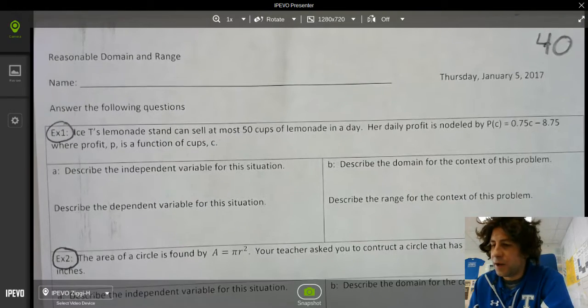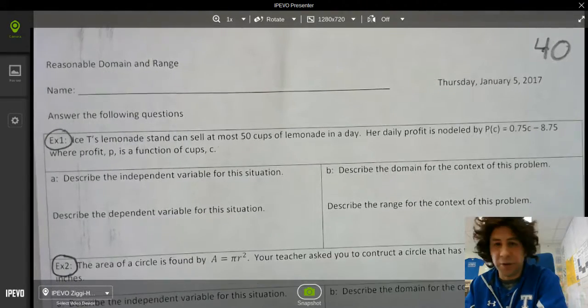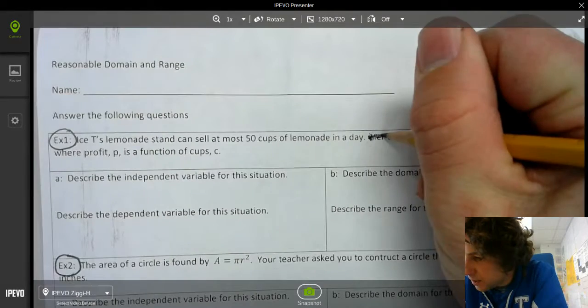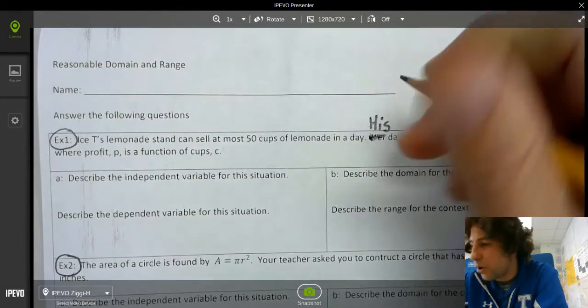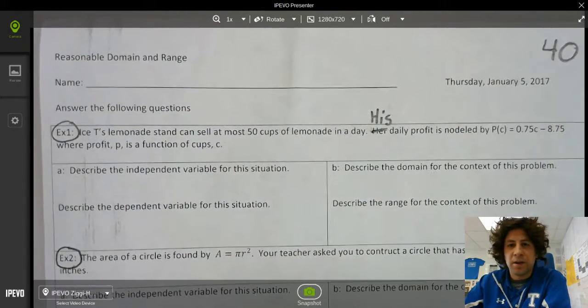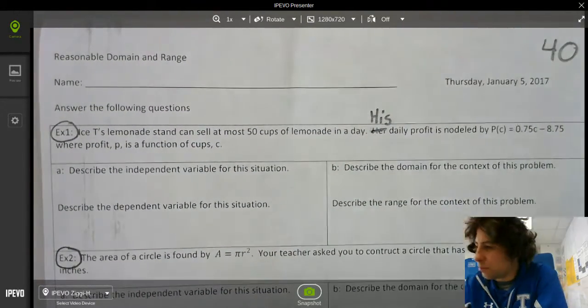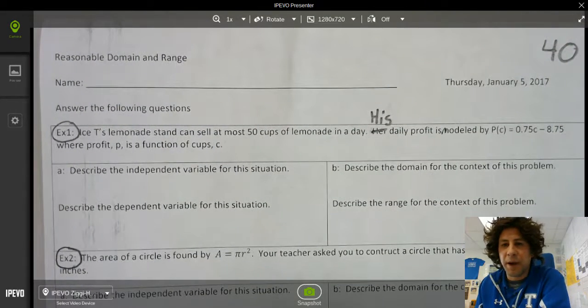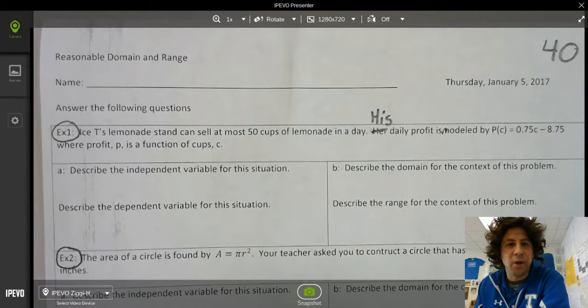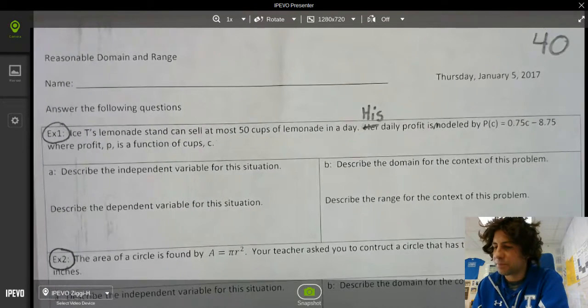All right, example 1. Iced Tea's lemonade stand can sell at most 50 cups of lemonade in a day. Now it says her, but that should say his. Iced Tea is a he, not a her. His daily profit is modeled, man, look at that, that should be an M. Modeled by P of C equals 0.75 C minus 8.75, where P is profit as a function of cups C.